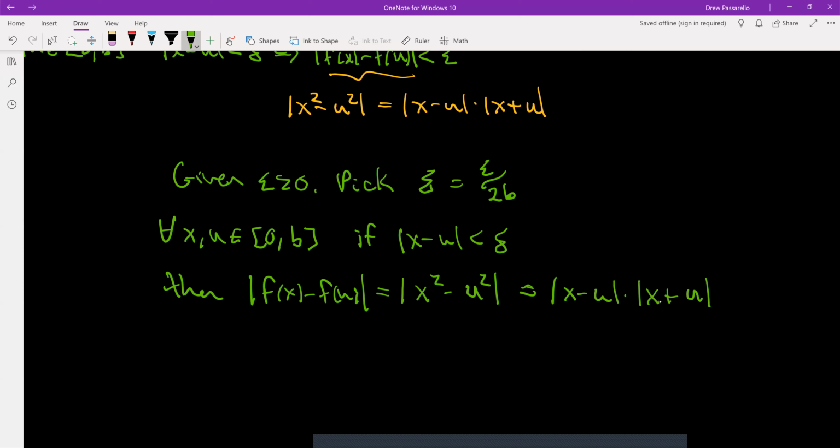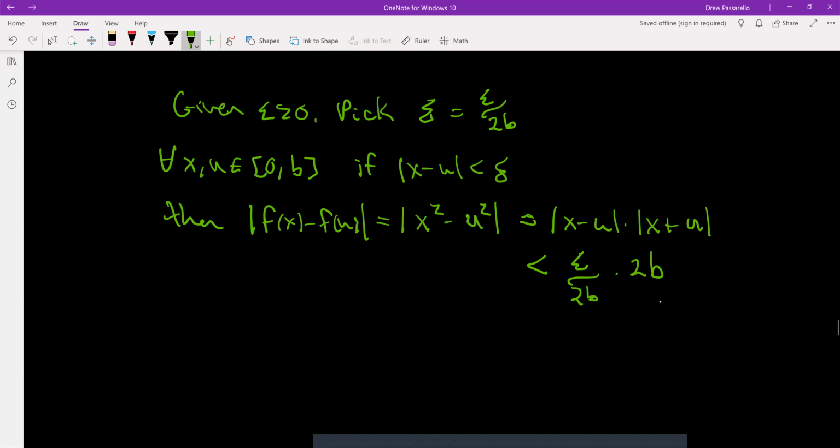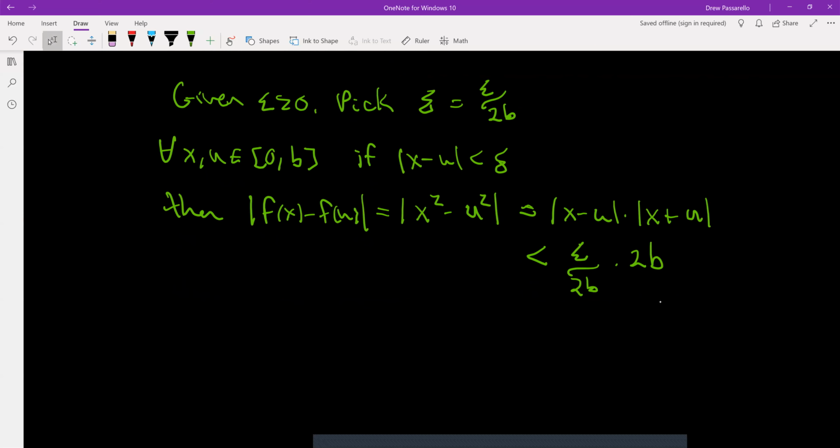And then this is going to be less than our delta. Our delta is epsilon over 2b. And then this is less than or equal to 2b. So the whole thing is less than epsilon over 2b times 2b, which gives us epsilon. So thus f of x equals x squared is uniformly continuous on the closed interval 0 to b.